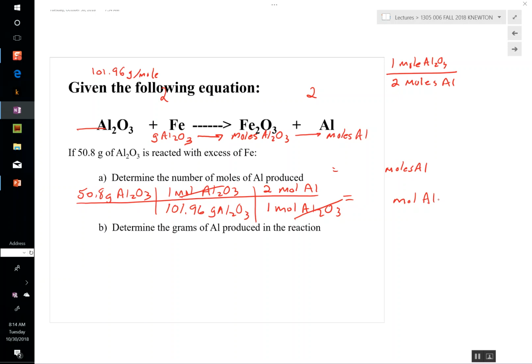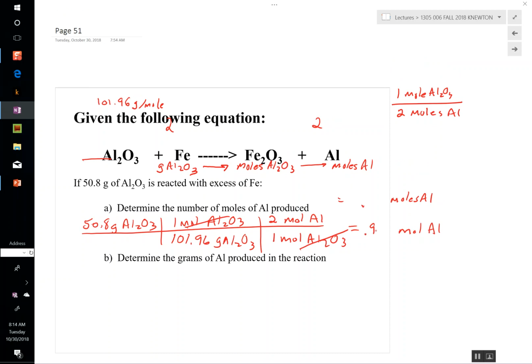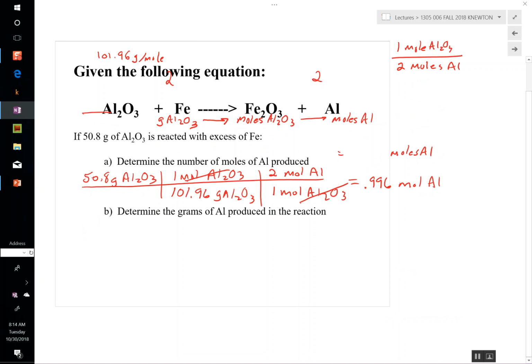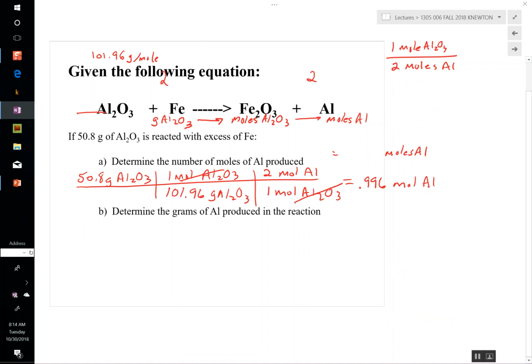There are three significant figures right here. But can we just round up? It's like 0.996. So can we just round up to 1 mole? Or does it have to be 0.996? I would say 0.996 for the three significant figures. Is that what it is? 0.996 moles? All right, that's how many moles of aluminum you would produce from 50.8 grams of aluminum oxide.